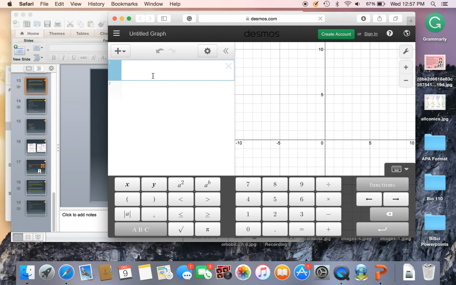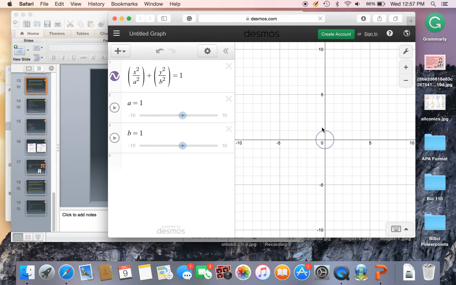Okay. So x squared divided by a squared plus y squared divided by b squared equals 1. Now what we actually have here is a circle, which is not what we're looking for, so all we have to do is make sure that the values of a and b are not equal.